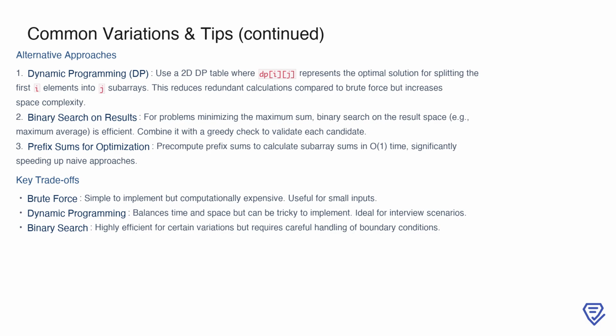Brute force is simple to implement but computationally expensive, making it suitable only for small inputs. Dynamic programming strikes a balance between time and space but can be challenging to implement under pressure. Binary search, while efficient, requires careful handling of edge cases and boundary conditions. Understanding these trade-offs will help you pick the right approach for different scenarios.